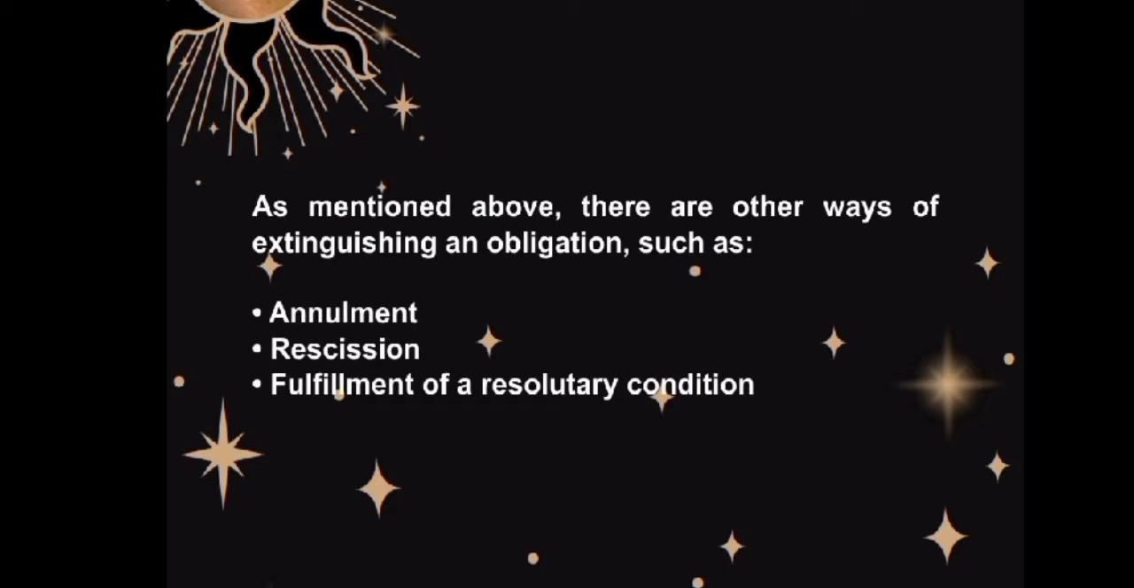another modes. As mentioned above, there are other ways of extinguishing an obligation. So, first, annulment, rescission, fulfillment of a resolutory condition. Sa annulment, alam naman natin siya, yung after marriage, kapag nagkalabuan na kayo or hindi nyo na-trip yung isa't isa, pwede kayong mag-file ng annulment para matapos yung obligasyon ninyo sa isa't isa. Doon na ma-end yung obligation ninyo, doon na ma-end yung contract ninyo.